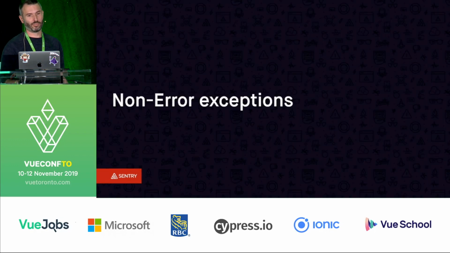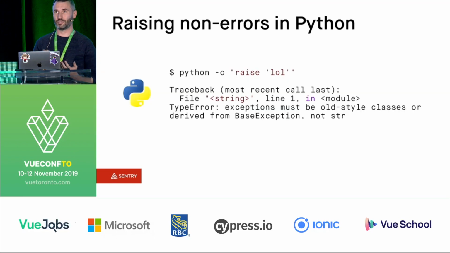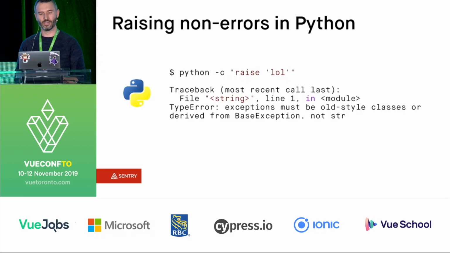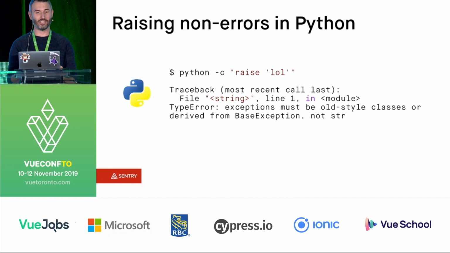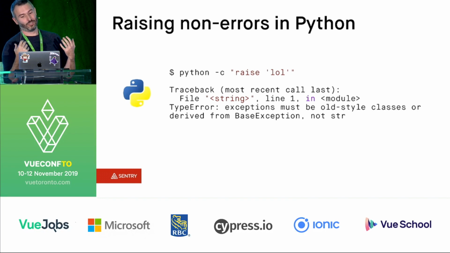So, raising exceptions. We're focusing a lot on throwing exceptions, or creating error objects. What does it mean to raise them? In other languages, if you try to raise something that's not an error object, the act of trying to do so will itself create an exception. In Python, if you try to raise a string, raise is the equivalent of throw in Python, you'll just get an error that says, whoa, exceptions have to be derived from BaseException. What are you doing? Stop.